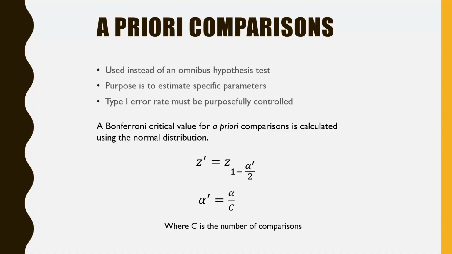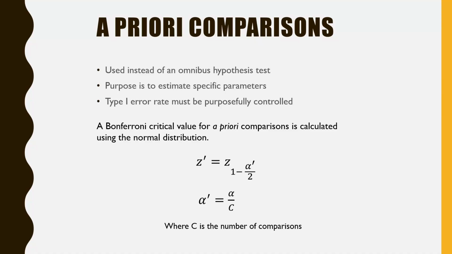So if you're using an alpha for the overall family-wise rate of 0.05 and you have 2 comparisons, you would use alpha prime of 0.025, that is 0.05 divided by 2. And then you calculate your z critical value on a normal distribution using 0.025 total, which means you got to split it by 2 again in order to put 0.025 over 2 or 0.0125 in each tail of the distribution.